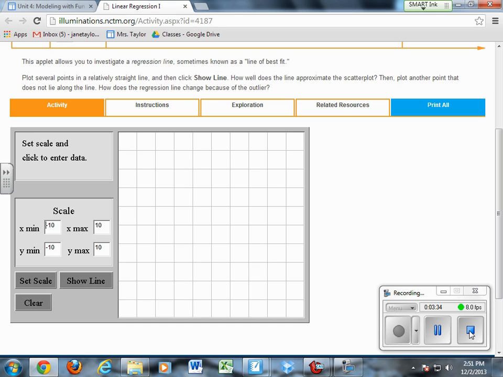Now we're going to see some regressions on our calculator that have an R value that aren't linear. So in our next video, we're going to talk about linearizing nonlinear equations. That video is going to talk about why it is that we get an R value for some functions that aren't linear.